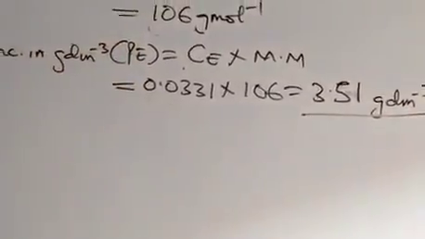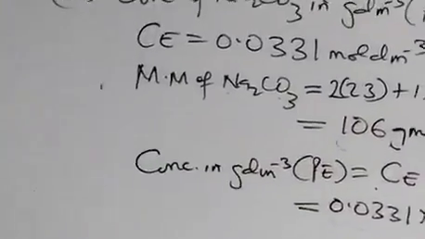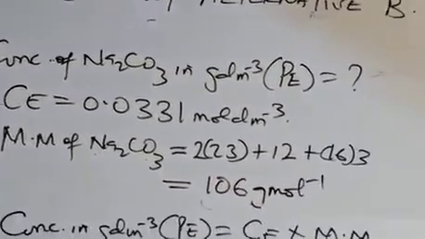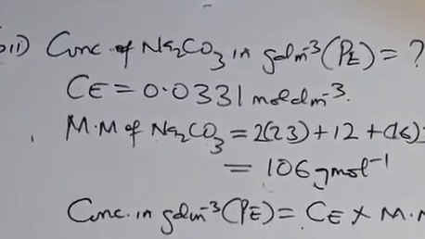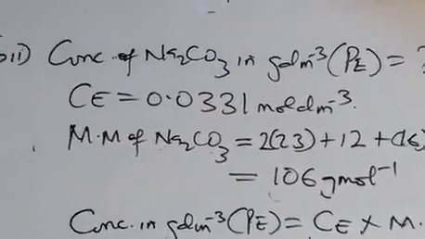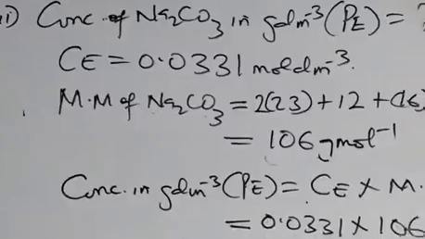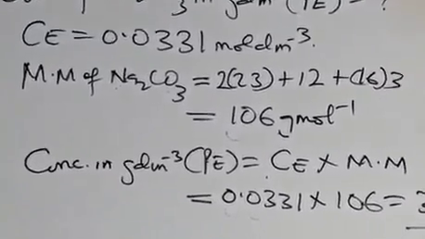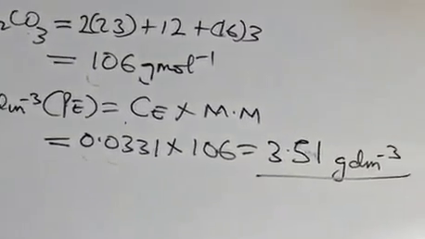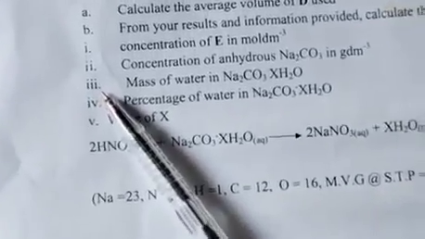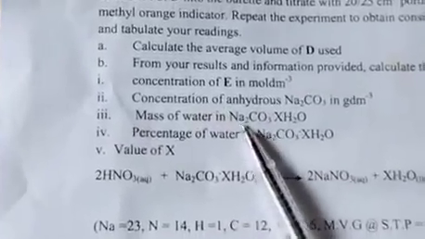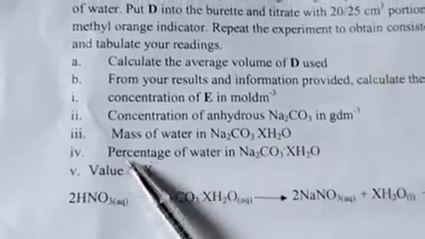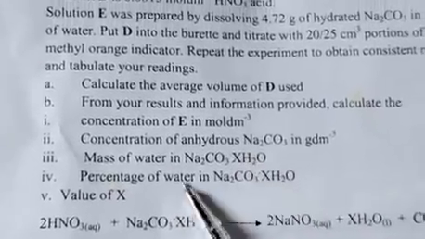So that is it. Take a minute to go through the work. We'll go to the next question. Go to question triple I that says mass of water in the hydrated compound, sodium carbonate dot S water. That will give the mass of water of crystallization in this compound.